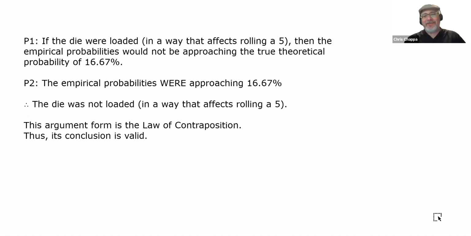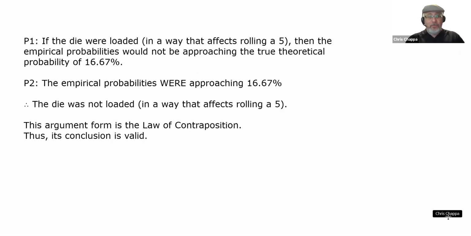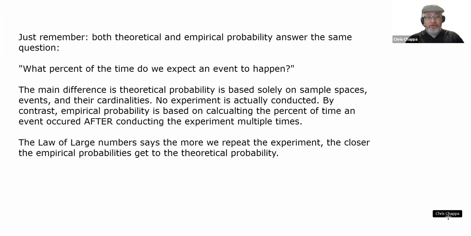The point I'm making is this. Besides the fact that I did make a connection between what we've done previously and what we're doing now, the law of large numbers says if your theoretical probability is correct, then your empirical probabilities will approach it as you repeat an experiment over and over again.